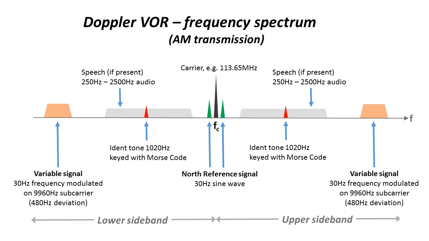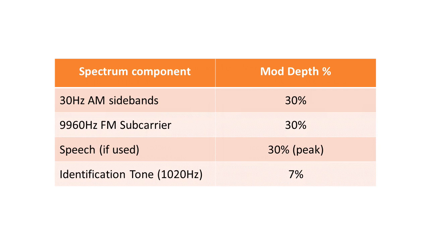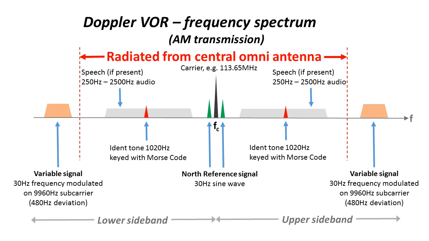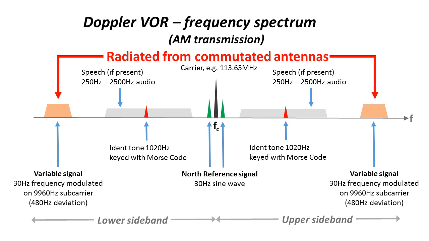The modulation depths in the far field where space modulation occurs is normally 30% for the 30 Hz sideband's north reference signal, 30% for the FM subcarrier variable signal, and 30% for the speech waveform if used. The ident signal is nominally 7% modulation depth. As shown here, the north reference, ident and any speech signals are radiated from the central omnidirectional antenna, and the FM subcarrier is radiated from the commutated antennas in the ring.